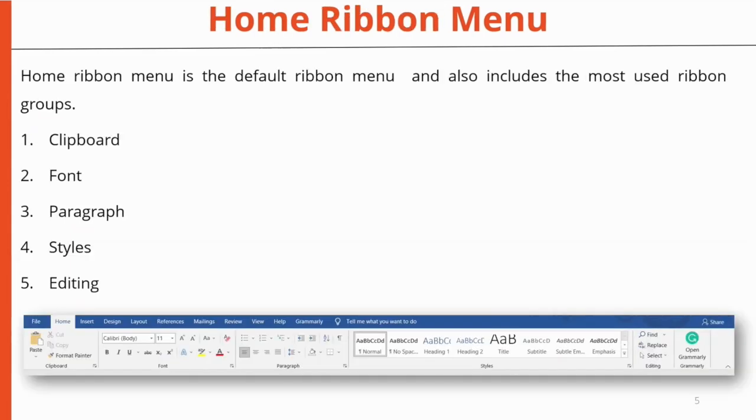What is the home ribbon menu? After you land in the blank document, the first ribbon menu that you see is the home ribbon menu. It is the default ribbon menu, and it also includes the most used ribbon groups. They are clipboard, font, paragraph, styles, and editing. So let us look into that. How do we use all of these functions?